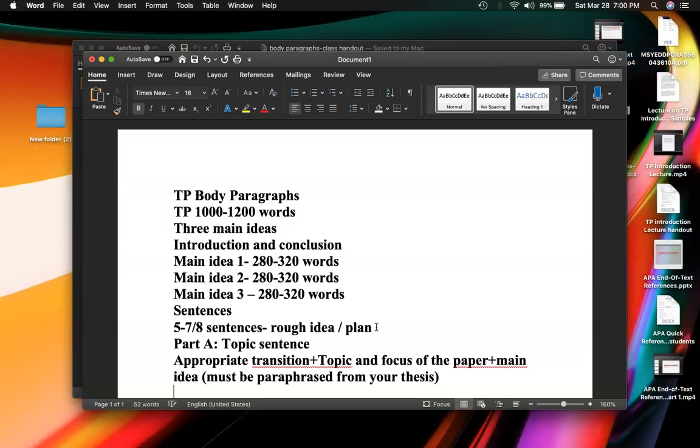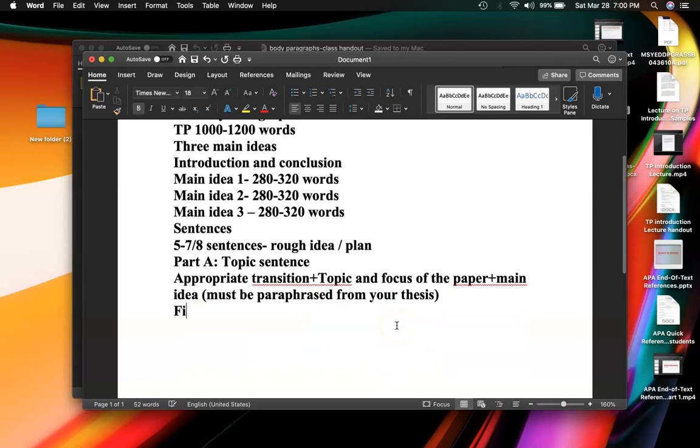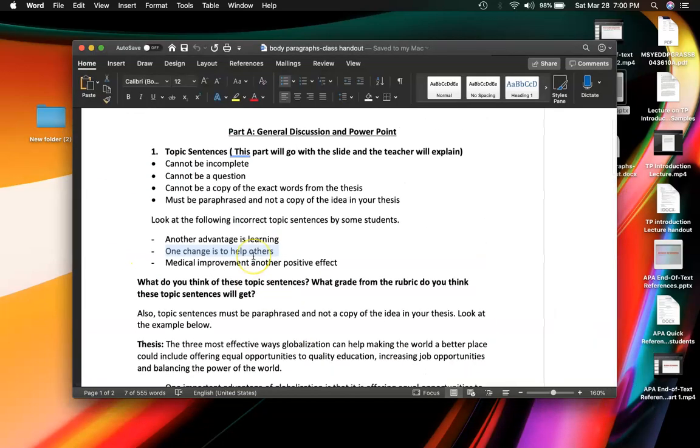So let's say I'm writing my first body paragraph, for example. First of all, firstly, to begin with. Next paragraph, maybe in addition, furthermore. Similarly for the last main idea, start with a transition. Let's look at the handout to see what topic sentences are there.